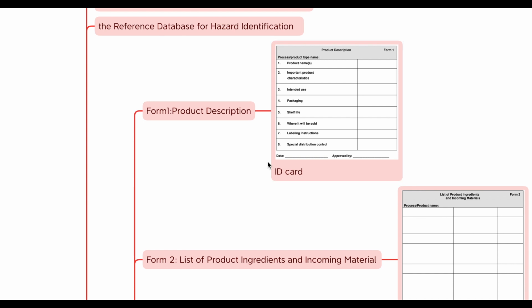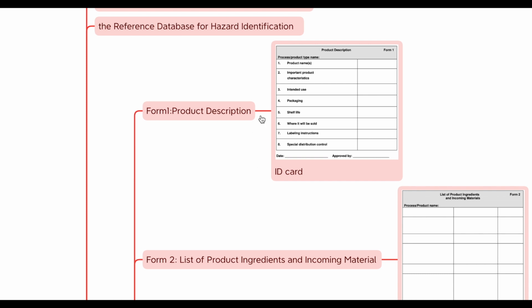Let's say we're producing a type of cheese. Our product description would include details like the type of milk used, the cheese making process, the type of bacteria or mold used, the aging process, the type of packaging, and the optimal storage conditions.